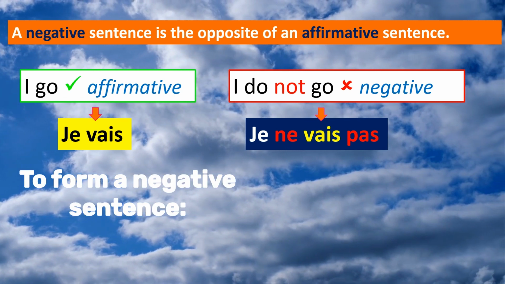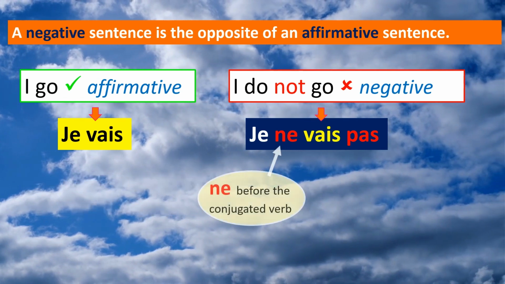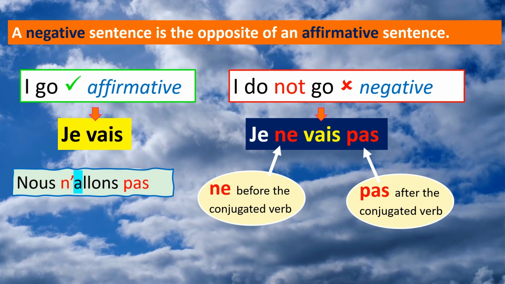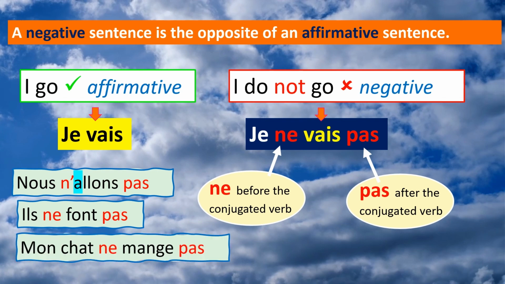To form a negative sentence in French, we need ne before the conjugated verb and pas after the conjugated verb. Vais is of course the conjugated verb. Je vais, I go. For example, nous n'allons pas, we do not go, with an apostrophe instead of the E because of the A of allons, the vowel. Ils ne font pas, they don't do. Mon chat ne mange pas, my cat doesn't eat.